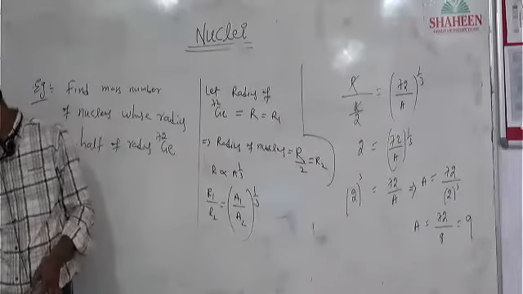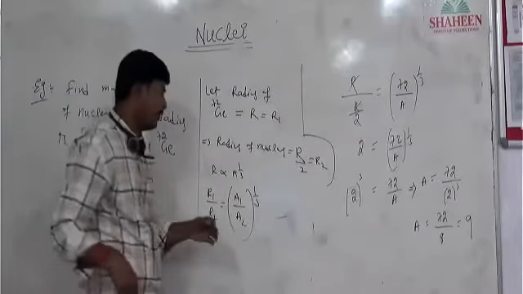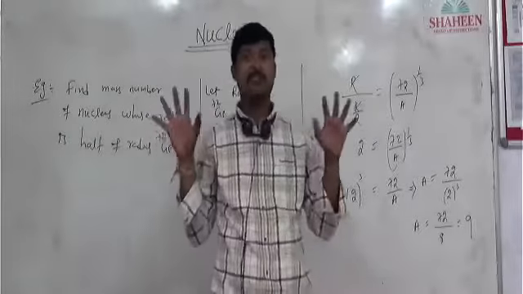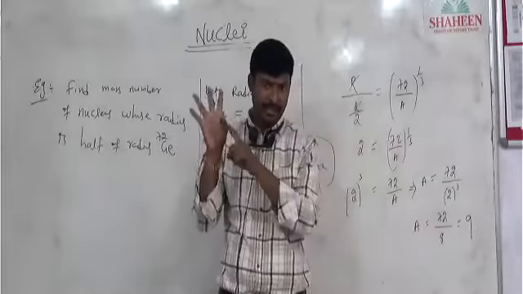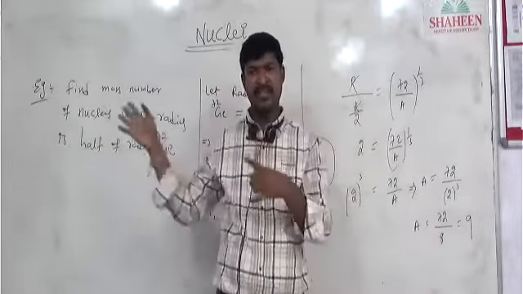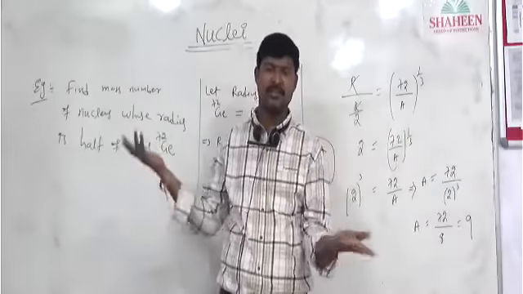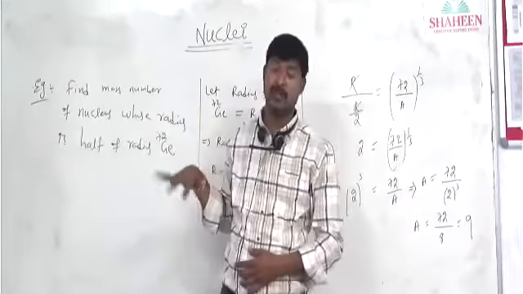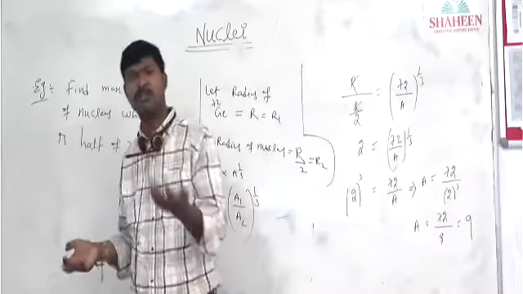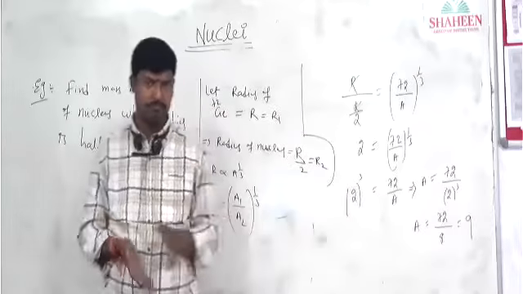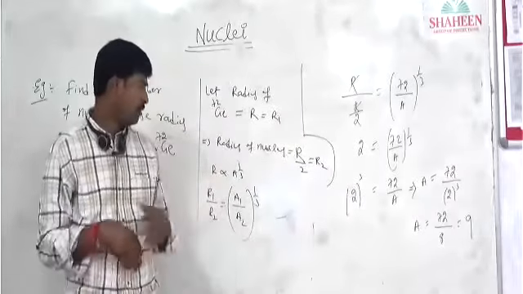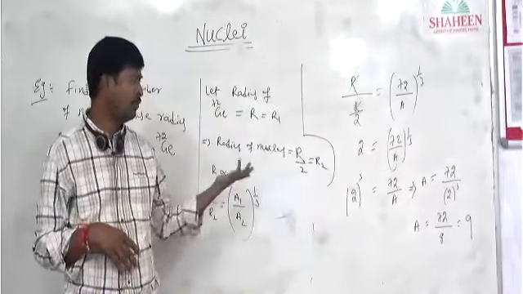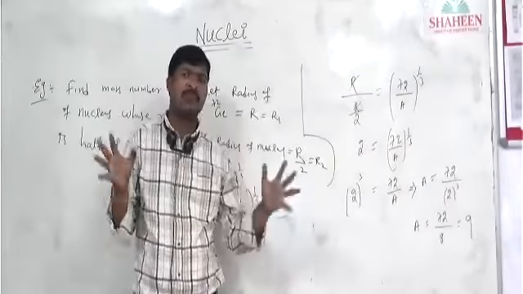Clear? So this is about the size of the nucleus, like radius and surface area. If they ask for the surface area ratio, we can calculate that too. The surface area ratio S1 by S2 is equal to A1 by A2 whole power 2 by 3. The volume ratio V1 by V2 is equal to A1 by A2 directly, right? In the coming classes, we will do some more questions based on this. So this is about the size of the nucleus.